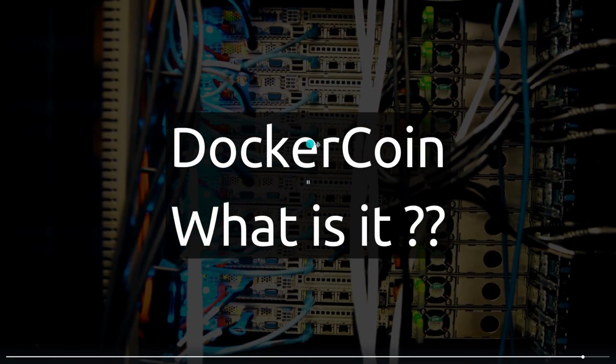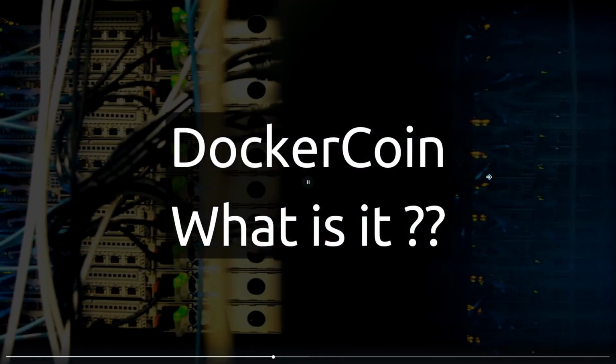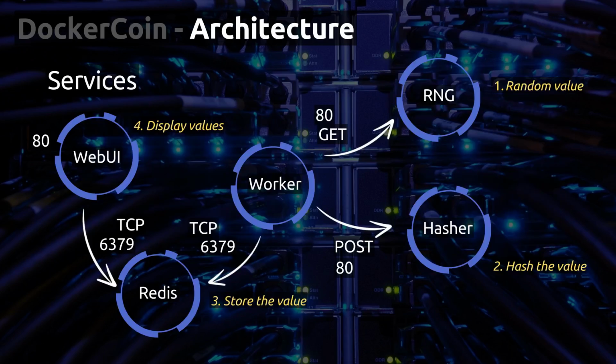So let's go. We want to solve our DockerCoin exercise. Remember that we have this architecture: RNG, hasher, and a worker. This worker does a GET on RNG and a POST to hasher to get a hash value at the end, and after that the worker pushes the data inside the Redis, and the web UI just interacts with the Redis at the end. Let's go.